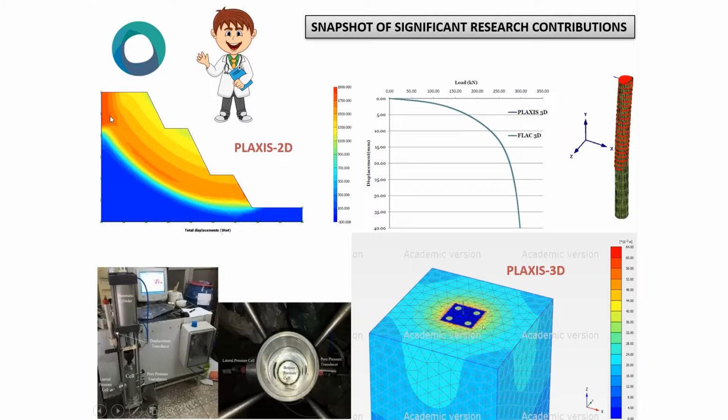And the next problem I'm going to address is slope stability. Because of heavy rain, landslides are happening. To understand this, what I did was I modeled it and tried to understand it by using Plaxis Studio.